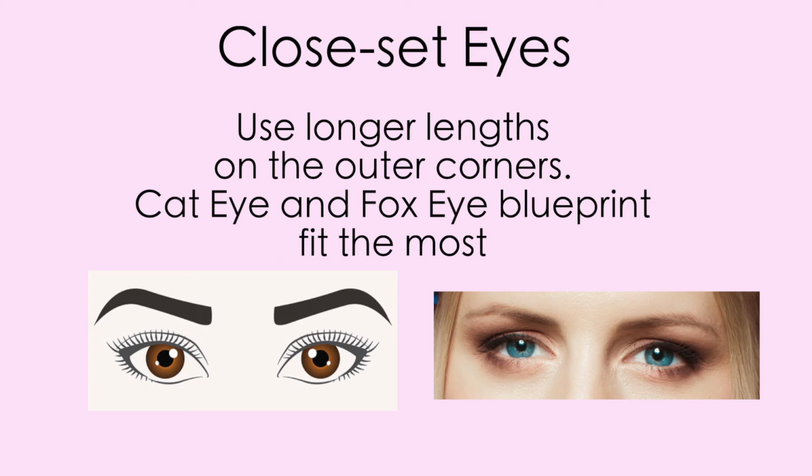The next type is close set eyes. To balance those eyes, it is recommended to use longer eyelash extensions in the outer corners and then shorter towards the middle and inner corner. A fox eye or a cat eye blueprint will complement those eyes the best.